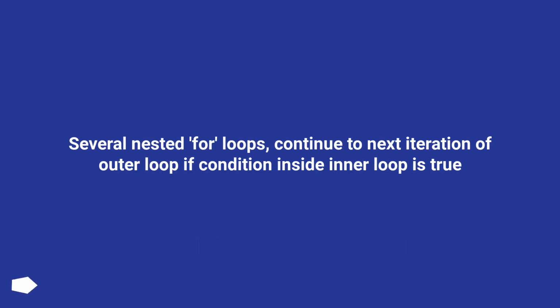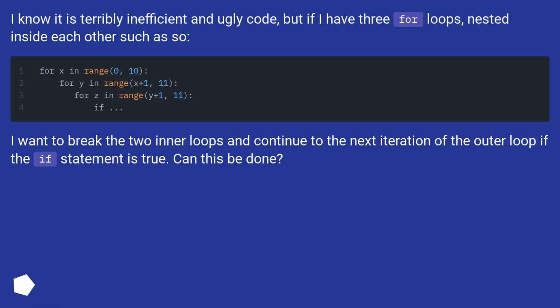Several nested for loops. Continue to the next iteration of the outer loop if a condition inside the inner loop is true. I know it is terribly inefficient and ugly code, but if I have 3 for loops nested inside each other, such as so, I want to break the 2 inner loops and continue to the next iteration of the outer loop if the if statement is true. Can this be done?